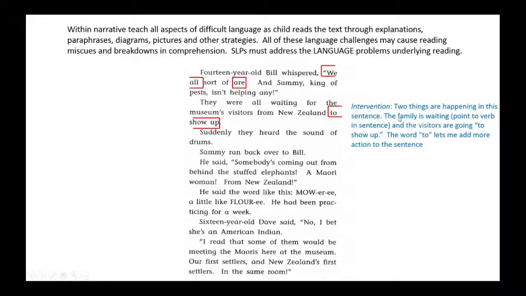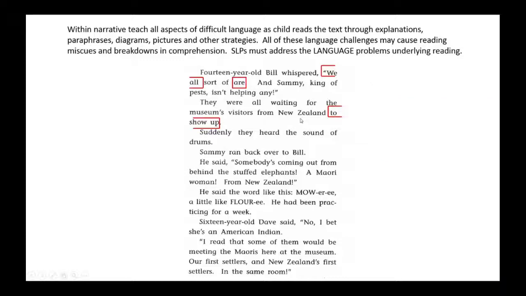So again, my explanation with the kids might be, well, there's two things happening in this sentence. The family is waiting, and the visitors are going to show up. So the word "to" lets me put more action in my sentence. I can put the action of the visitors and the action of the woodlanders and the people in the museum.